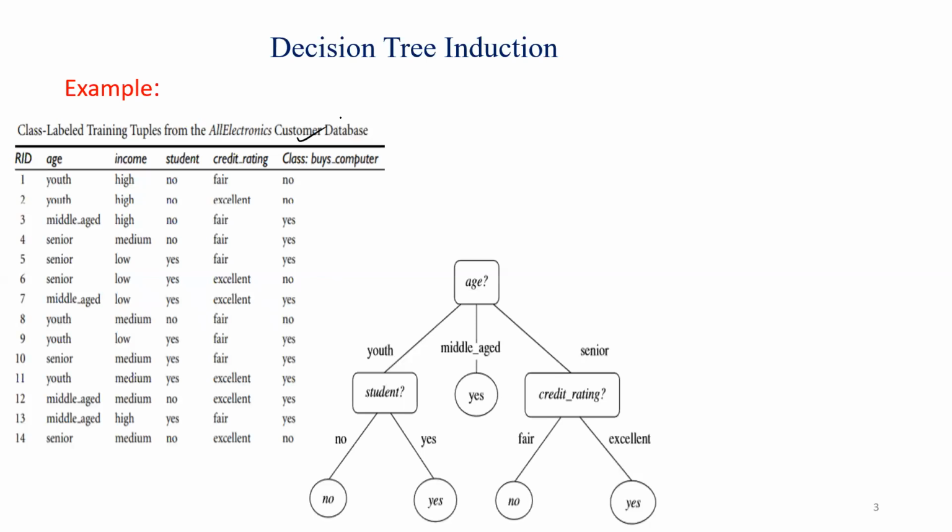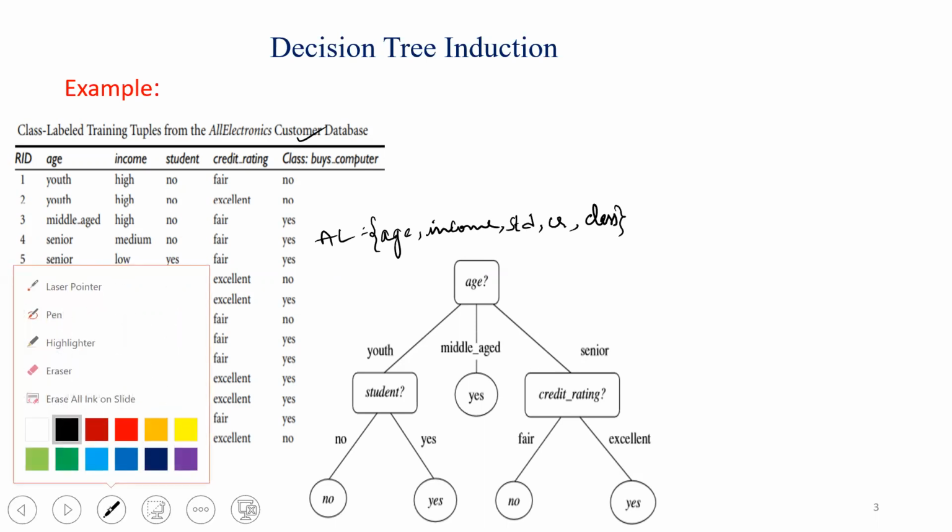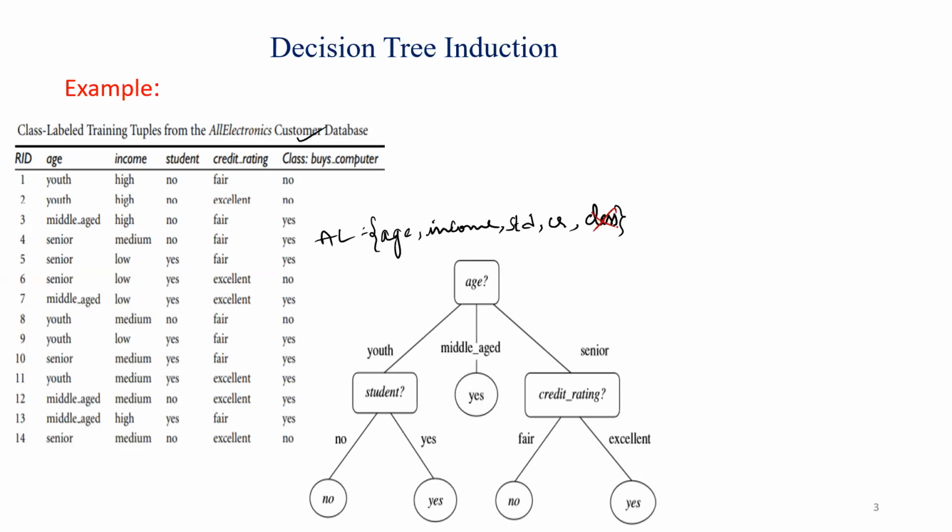Before constructing the decision tree, first we need to prepare the attribute list, which consists of the list of all attributes. So here the attribute list consists of age, income, student, credit rating and class. Out of all these, we can remove class from the attribute list. Why? Because it is the target variable here, so there is no need to keep this particular attribute in the attribute list for the construction of the decision tree.